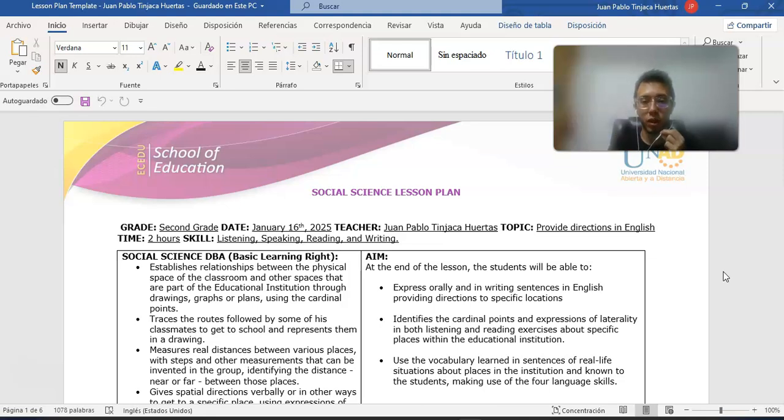That's the thing that I was talking about. It's about using the knowledge or the vocabulary that the students learn during the lesson to make a real life conversation, to provide information about how to get to different places, for example, how to get to the principal's office, how to get to a classroom, how to get to a classroom of a specific grade. So for that reason, I want them to be able to make sentences and then add those sentences to a real life conversation or a real life situation.